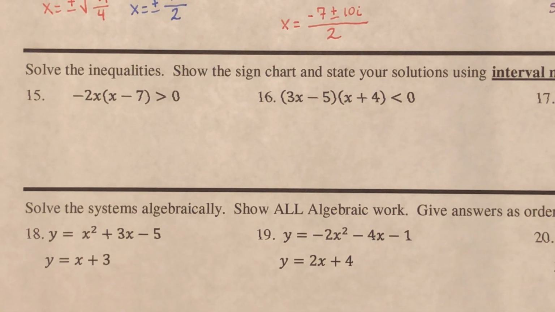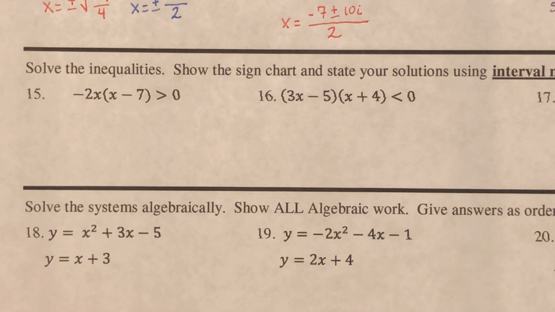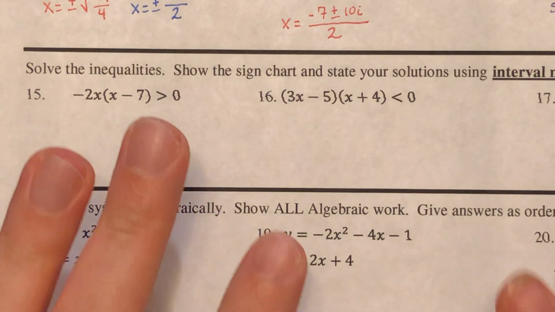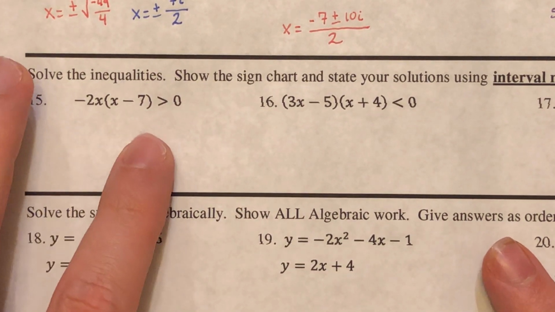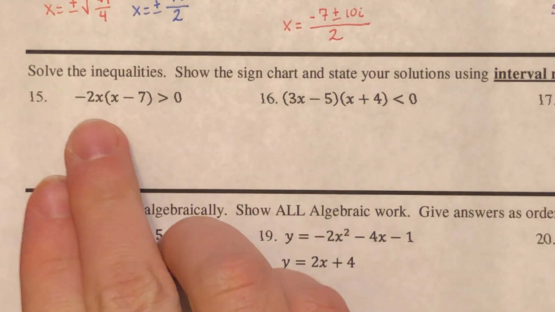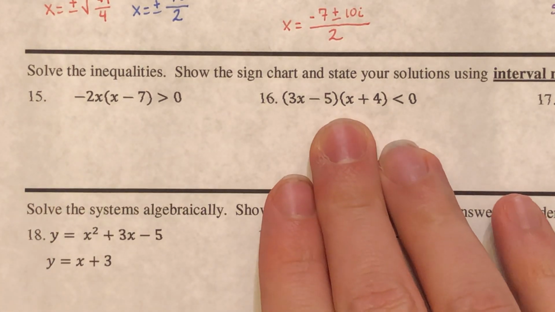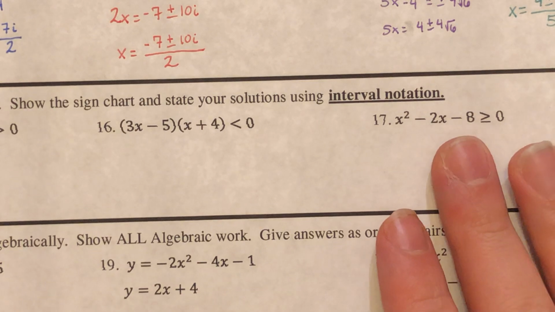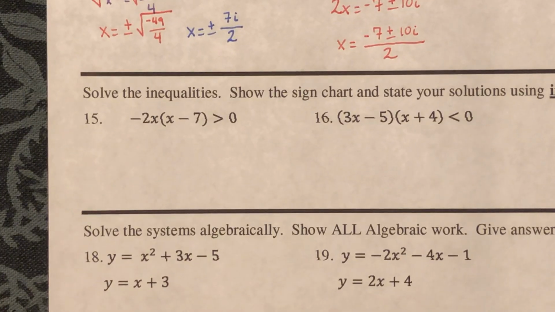Questions 15 through 17 want us to solve these inequalities. We will use the sign chart and put our solutions in interval notation. When you're doing these, you first need to identify your zeros. So 15 and 16 are already factored. We're going to need to factor 17 to find our zero values.